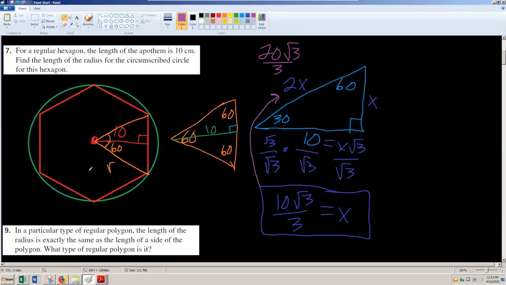Any questions on this one? How do you know R is 2x? Because in a 30, 60, 90 triangle, opposite the 90 is always 2x. Cool.